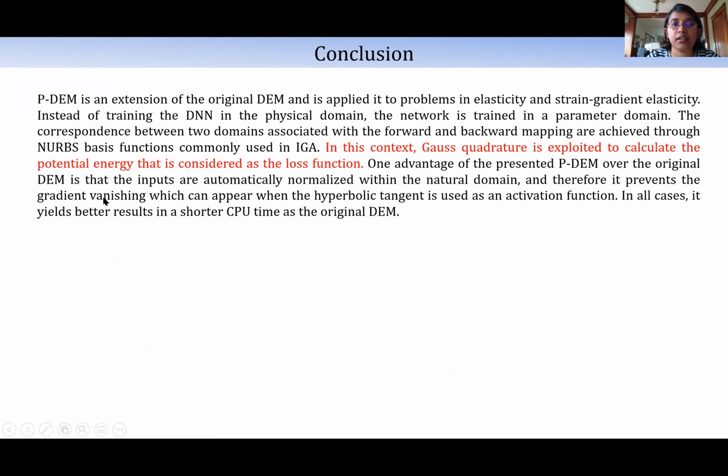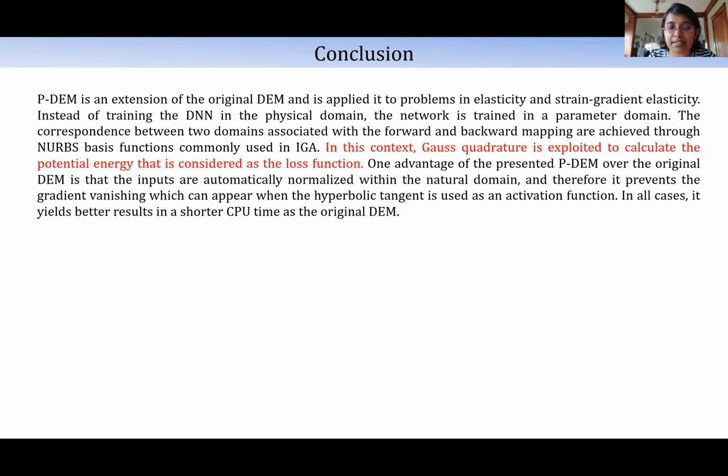To conclude, the parametric DEM is an extension of the original deep energy method and is applied to problems in elasticity and strain gradient elasticity. Here, instead of training the deep neural network in the physical domain, they have trained it in the parametric domain. The correspondence between the two domains is associated with a forward and a backward mapping through NURBS basis functions, which is commonly used in isogeometric analysis. In this context, Gauss quadrature is exploited. Now, this is what was written, but throughout the article, they have mentioned that they have used uniformly spaced collocation points.